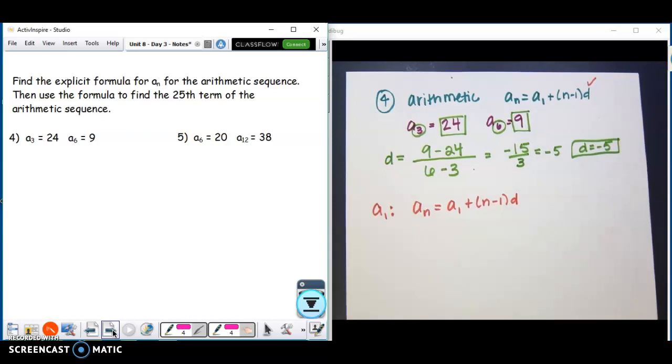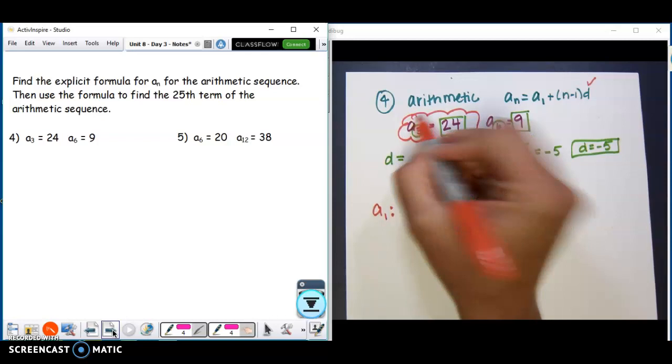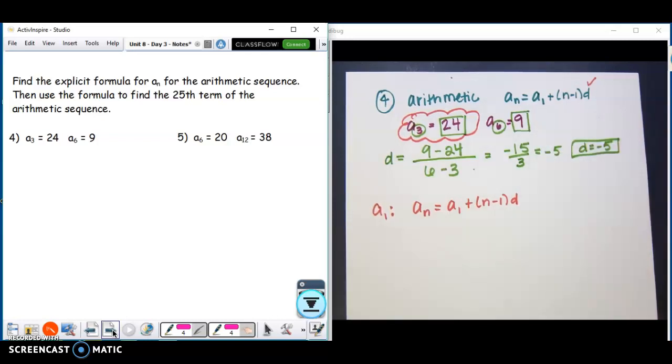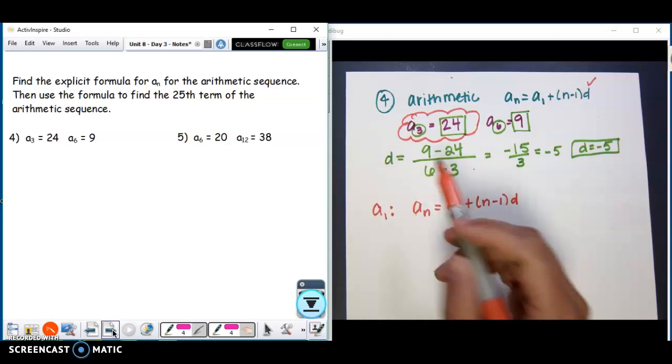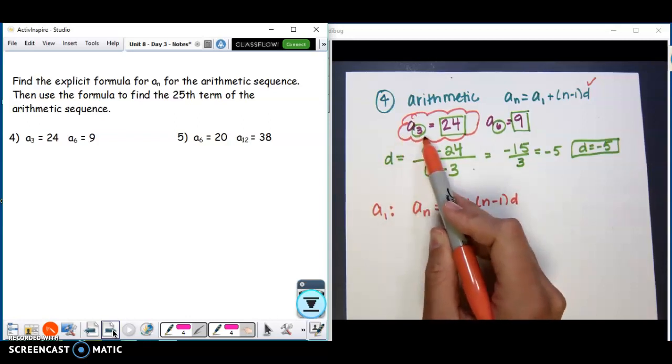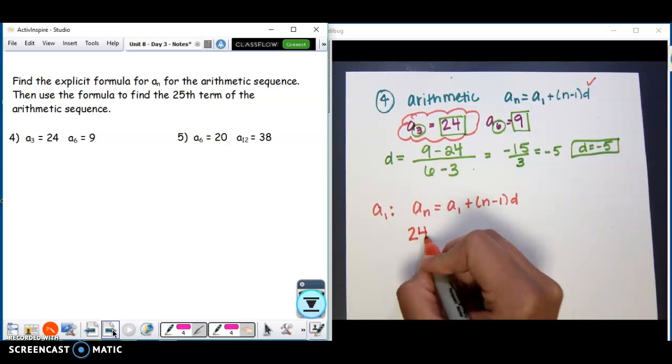And we're going to work backwards. So you can either pick the first term they gave you or the second. It does not matter. It will give you the same answer. But I'm going to use a sub 3 here. So I know a sub 3 is 24, so I'm going to put that here.